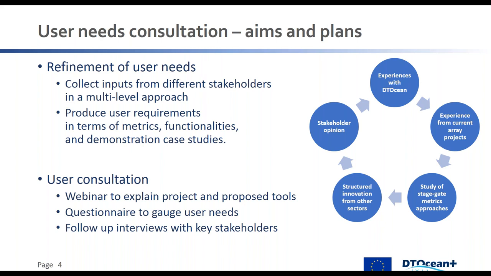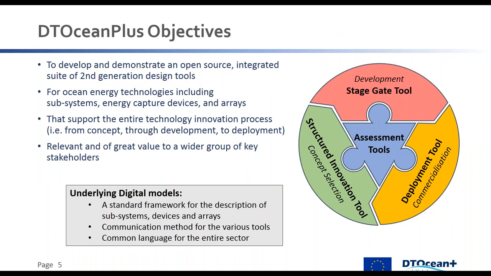This user consultation is divided in 3 sections. The first one is this webinar that we are using to explain the project and propose tools. The second is a questionnaire to gauge user needs. The questionnaire is already open, and you can access it from the webinar invite that you received. The third section of this consultation are some follow-up interviews that we will have with key stakeholders.